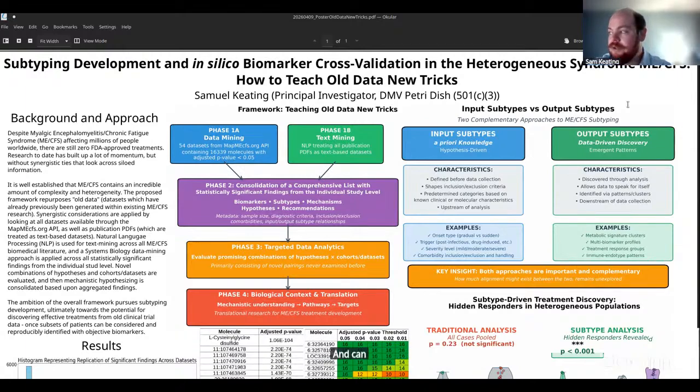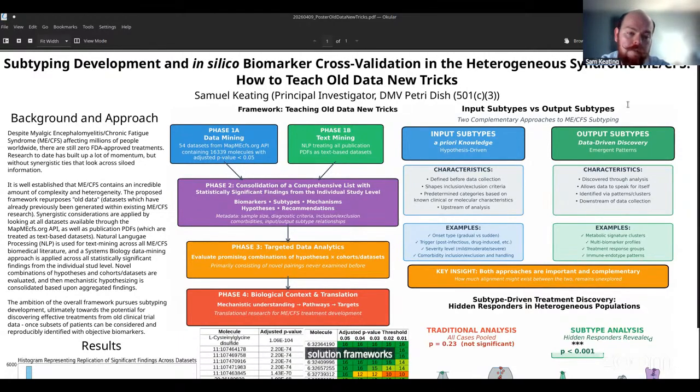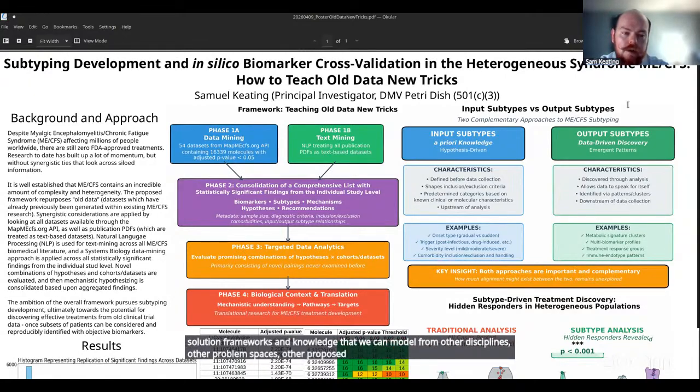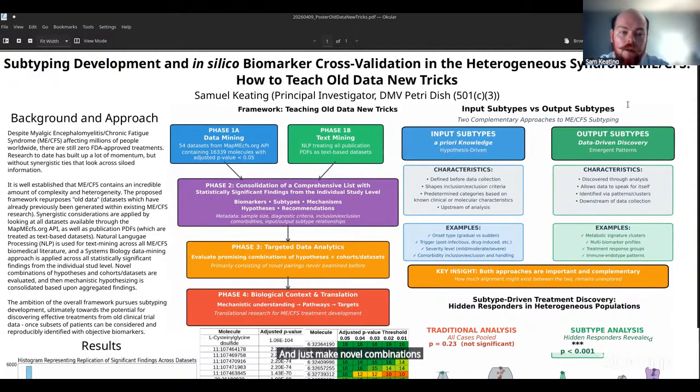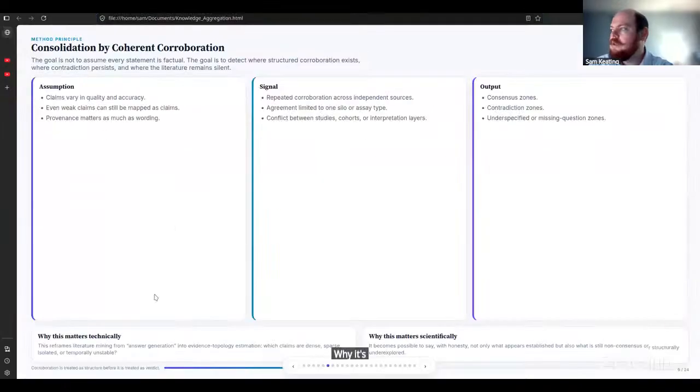And can we make any faster progress by exercising the translational axis, taking the solution frameworks and knowledge that we can model from other disciplines, other problem spaces, other proposed solution frameworks, and making novel combinations and modeling the knowledge with knowledge aggregation? I also have a couple of other demos I can step through, like the local RAG itself that runs on my laptop as well as servers, and the case for why it's important to look at local LLMs.